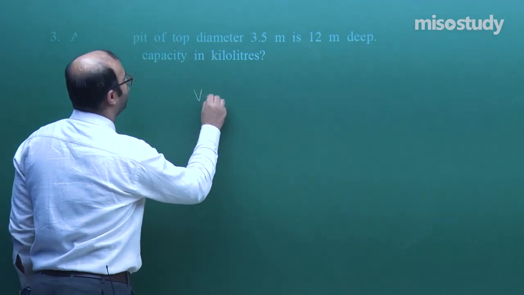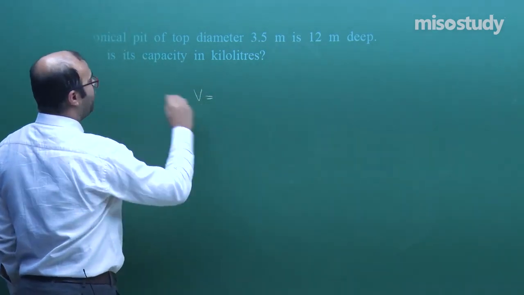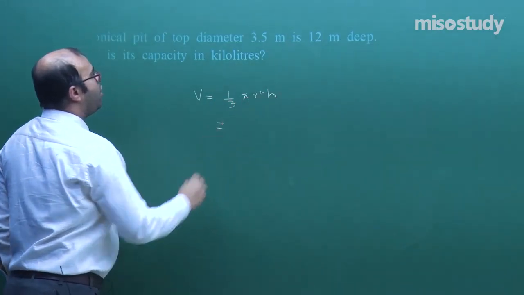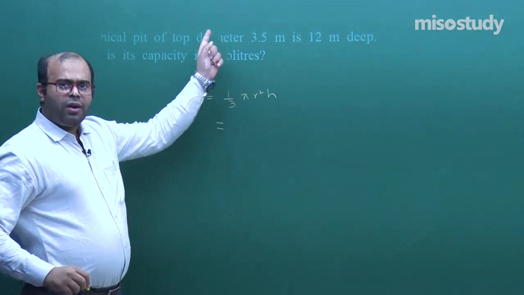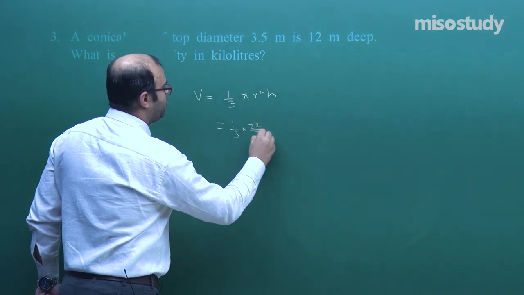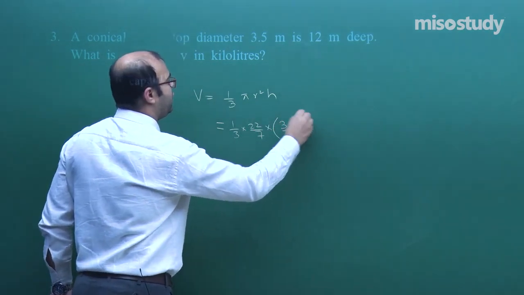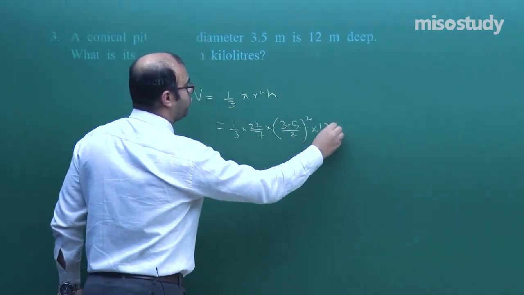So, volume of a conical pit is 1/3 pi r square h. Now, radius is 3.5 divided by 2, because 3.5 is the diameter. 1/3 into 22/7, which is pi, into 3.5 divided by 2, which is the radius, and its square, into height, that is 12 meter deep. This is 12.